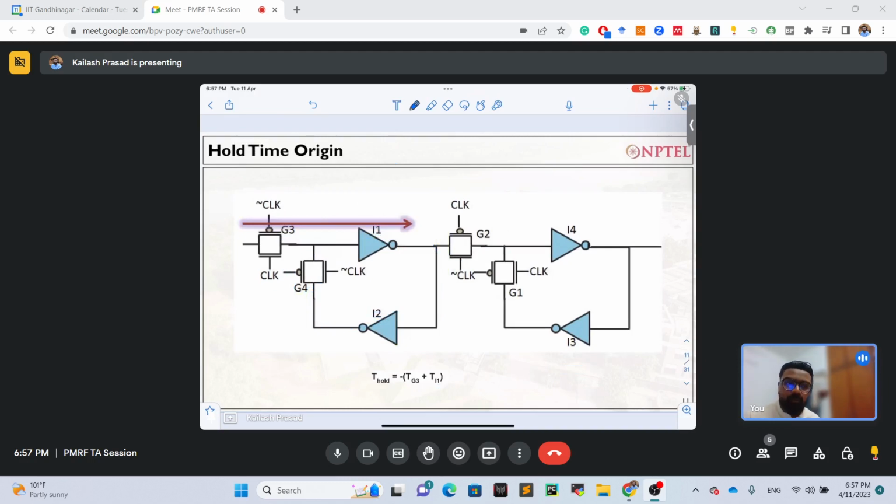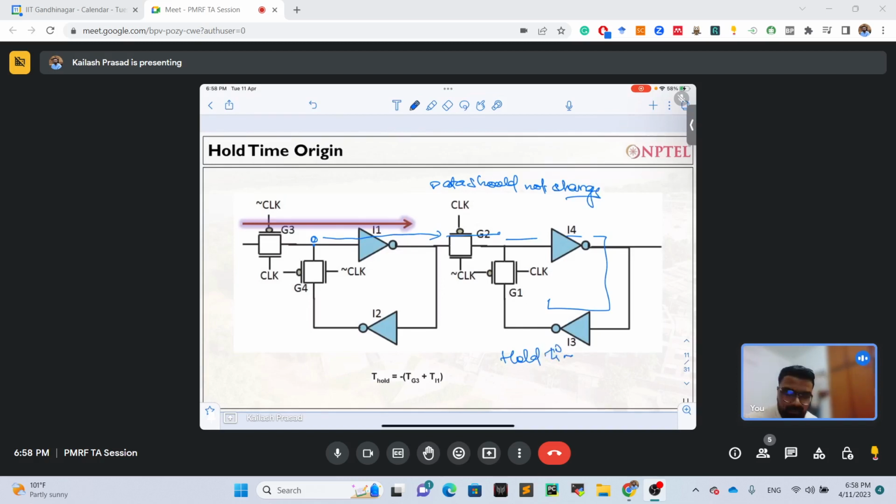So what is the hold time? Suppose the data is actually latched, here as 0. You have done everything, and this 0 has to be transferred from here. So before transferring the data to this particular part, the data again should not change. So from there the hold time actually comes into the picture.